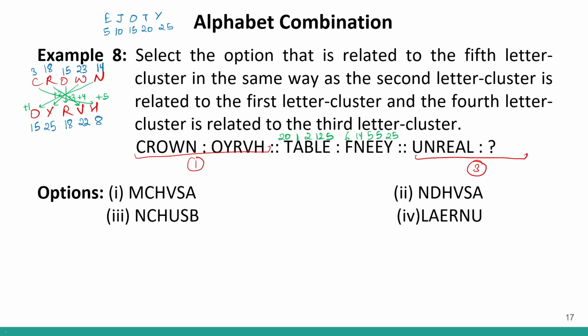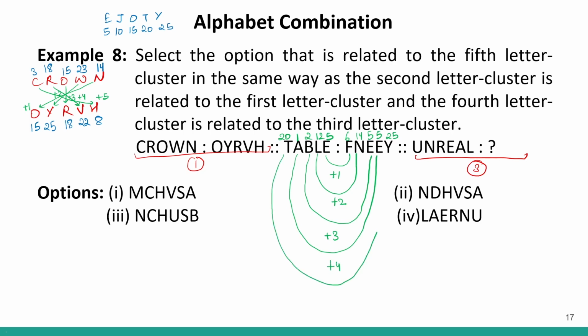Let us check with T. Or let us check with F. This should be plus 1. From L to N should be plus 2. Correct? From B to E should be plus 3. This should be, A to E is plus 4. And from T to Y is plus 5.